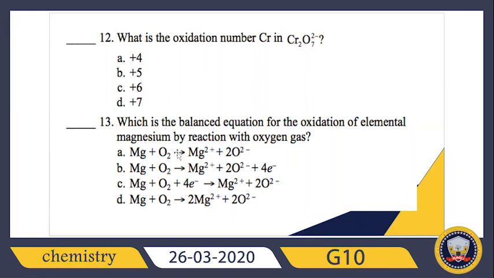Now, question number 13. Which is the balanced equation for the oxidation of elemental magnesium by reaction with oxygen? Now remember, in a balanced equation, we don't write the electrons. So remove B. Here also, we don't write electrons. Remove C. And also, we remove this one because it is oxidation and this one shows gaining of electrons. So we remove B and C. So the answer is either D or A. Easy. Just check the balance. You will find out that D is the answer.